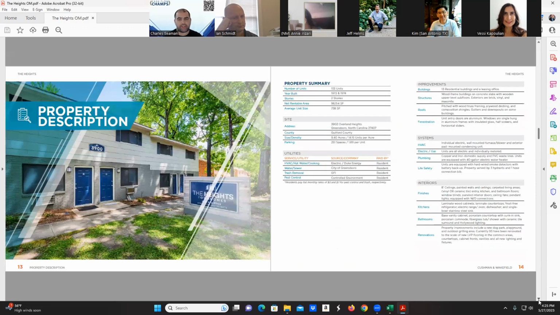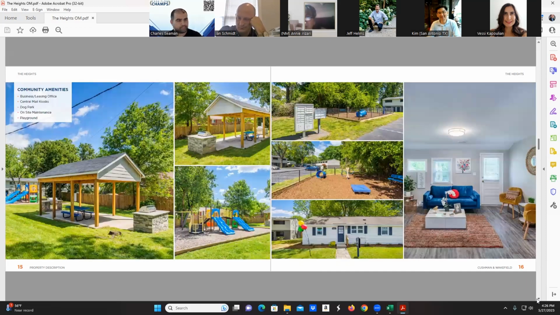Okay, so we have some more specs about the construction of the property. 13 residential buildings and a leasing office, wood frame buildings. So far, all of these are fairly standard, nothing too out of the ordinary. So basic information about life safety systems and any of the other important pieces that we may need.